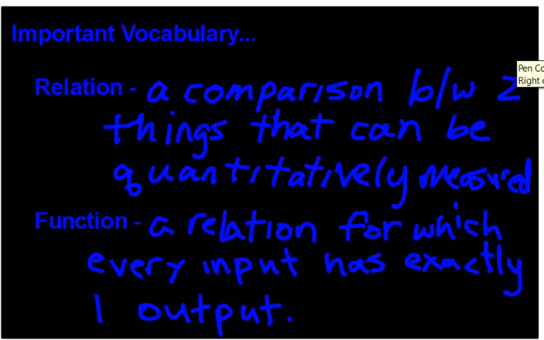A relation is a comparison between two things that can be quantitatively measured. That means that there is a number that can represent how many times that has been measured. A function is a relation for which every input has exactly one output.